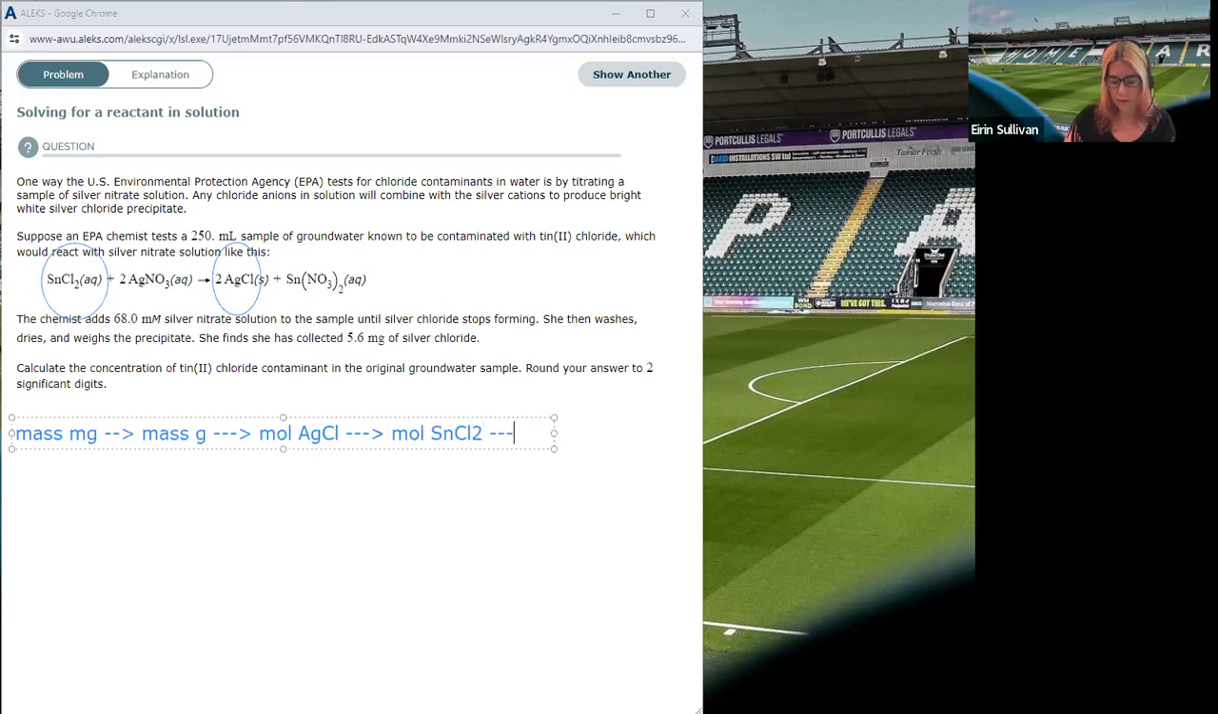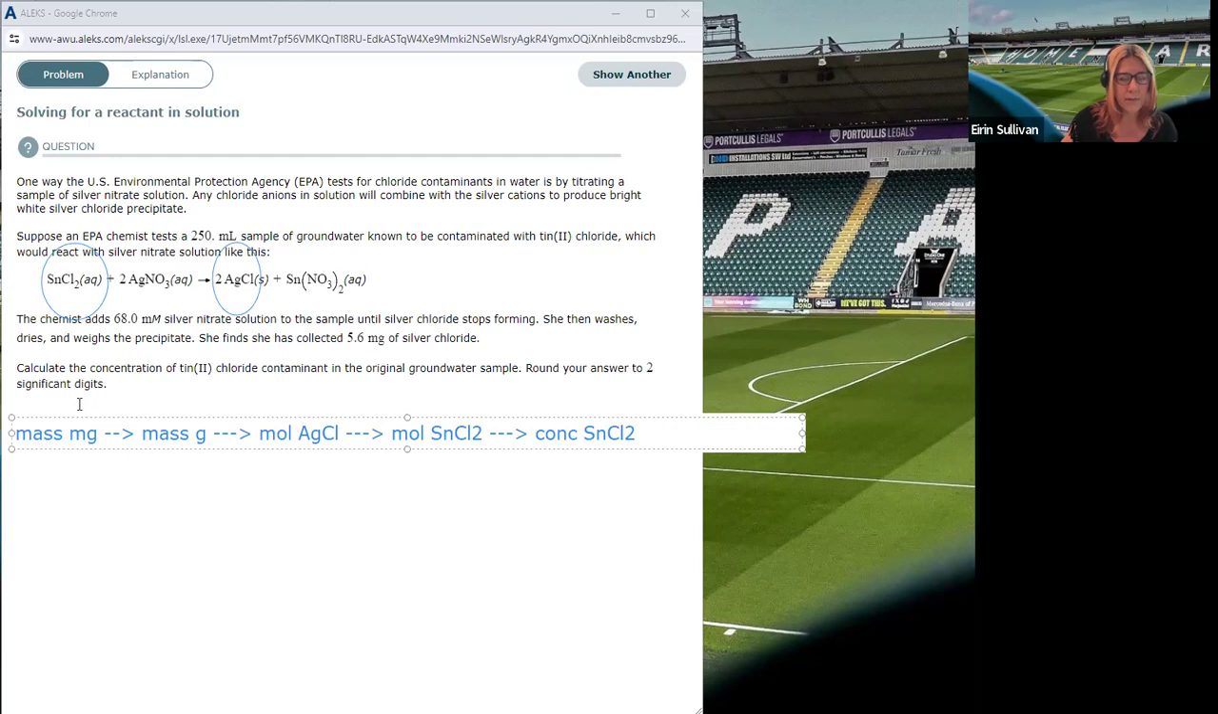And if I have the moles of tin 2 chloride and I have the volume of the solution, which is 250 milliliters, I can get to the concentration of tin 2 chloride. Notice there was information that I did not use. What didn't I use? I didn't use the concentration of silver nitrate, because technically that is just being added until the silver chloride precipitates. So the silver nitrate is going to be in excess. So that's not really very helpful to me, okay? Because I need to know how much silver nitrate has been added, not just the concentration.